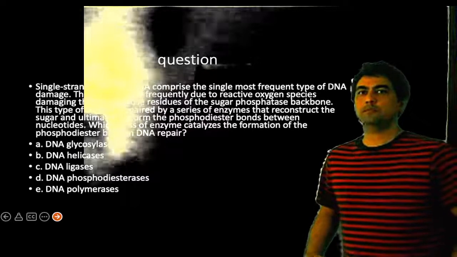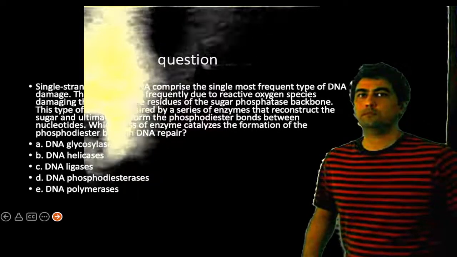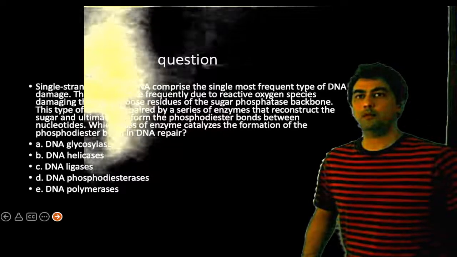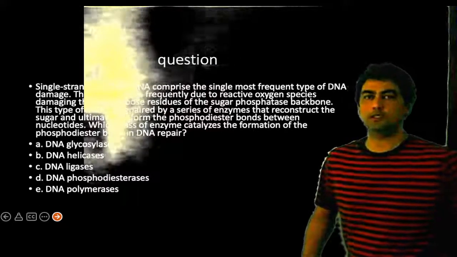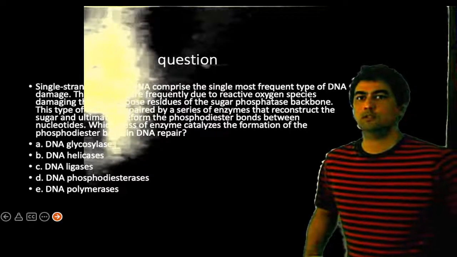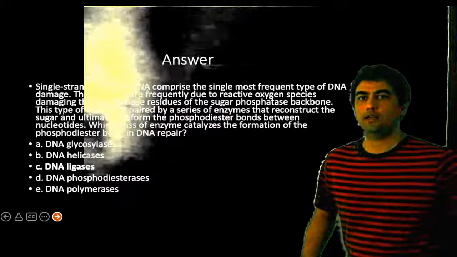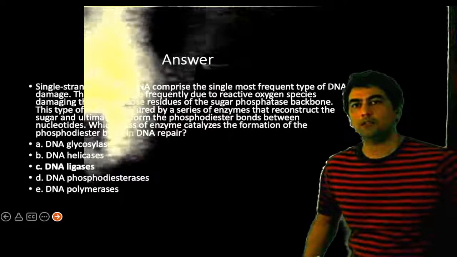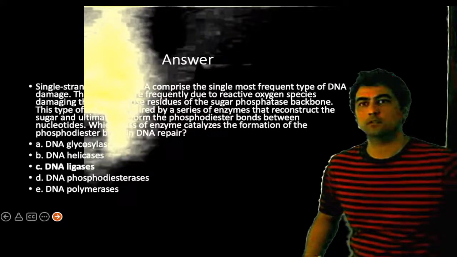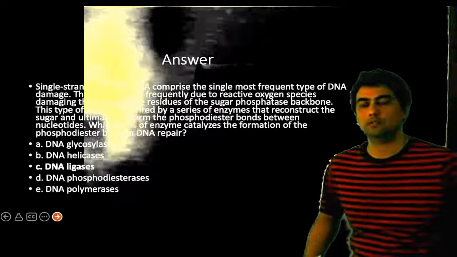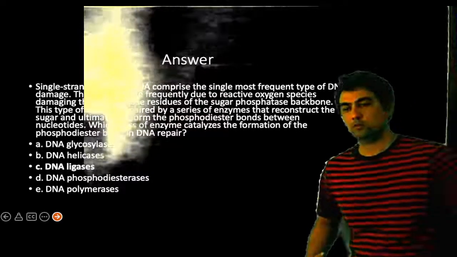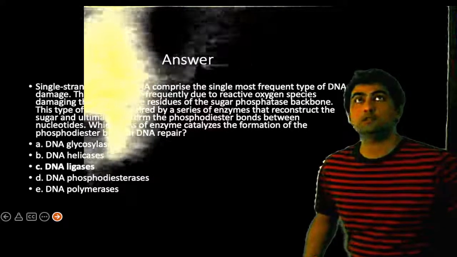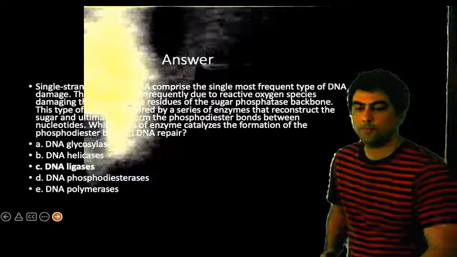So, formation of the phosphodiester bond in DNA repair, not in new DNA synthesis, is done by DNA ligase. DNA ligase acts in the formation of new DNA in the correction of the strand. Okay?